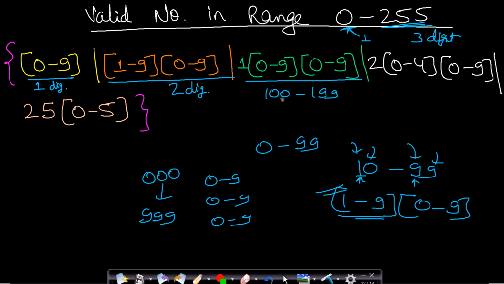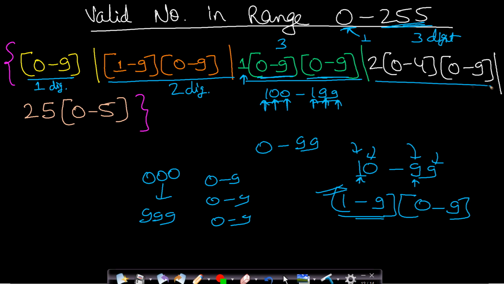So first we will include the numbers from 100 to 199. In this case, the first digit in the minimum and maximum is 1, so it will be fixed. The second digit varies from 0 to 9, and the third digit varies from 0 to 9. So both these digits will be in the range of 0 to 9. This is how you form a 3-digit number in the range of 100 to 199.